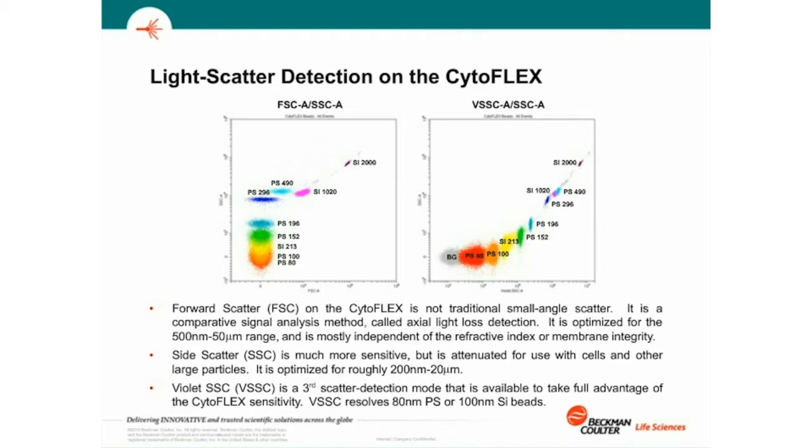Side scatter on the CytoFLEX is much more sensitive, but it's attenuated for use with cells and other large particles. It's optimized for the range of roughly 200 nanometers to 20 microns. As an alternative, violet side scatter is available to take full advantage of the sensitivity of the CytoFLEX. Violet side scatter enables the resolution of 80 nanometer polystyrene and 100 nanometer silica beads. Later in this presentation, I'll demonstrate the sensitivity for biological particles.